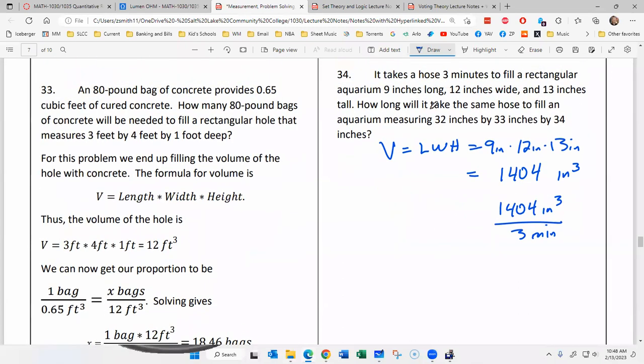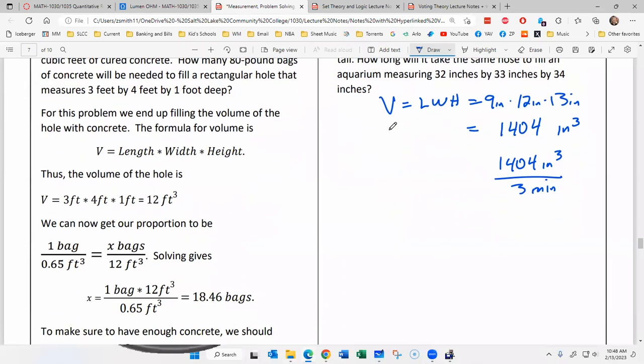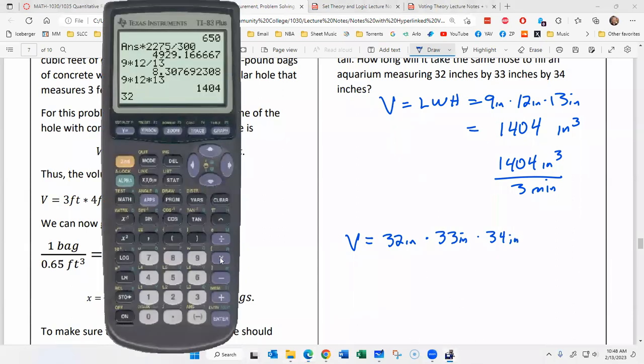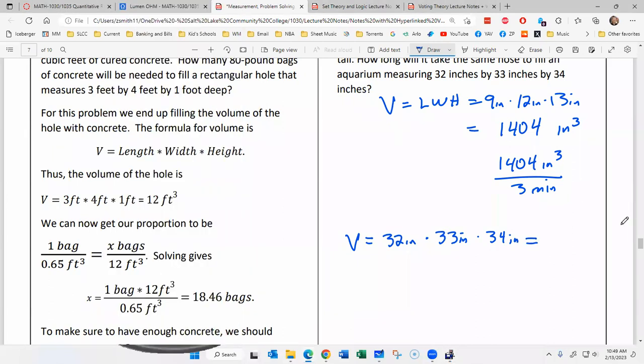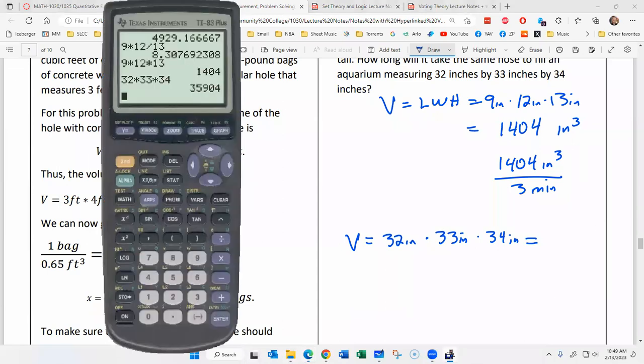Now we can find the volume of this other size aquarium, and we can assume the rate's the same because it's the same hose. So it'll be the same rate. So we work out the size of the larger aquarium, and this will be the volume. And then we can use our conversion factor that converts from volume to time. So there's a much larger one. Whoa. 35904.